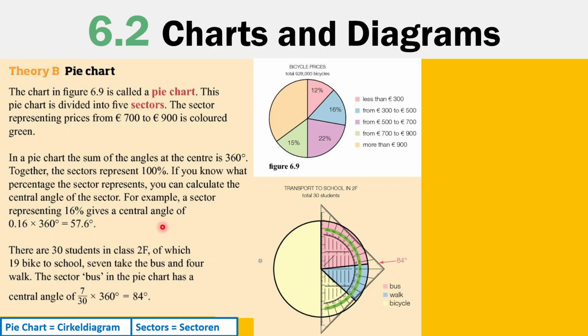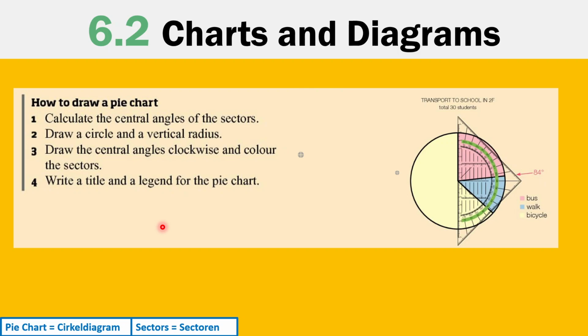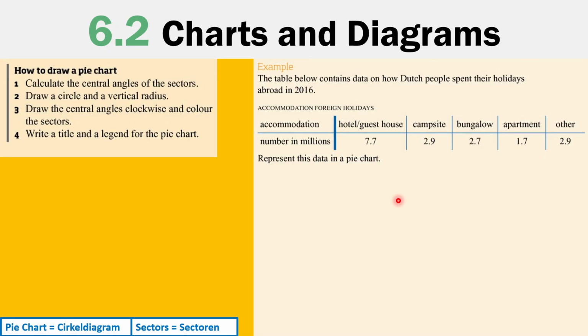So how can you now, for example, draw a pie chart yourself? First, calculate the central angles of the sectors. I'm going to show you again how to do that in a moment. Draw a circle and a vertical radius, the one that you start with. And then you measure the central angles clockwise and color the sectors. Write a title and a legend for the pie chart, both important. Title up above so you know what this is about, and a legend that says what each color, each sector, represents.